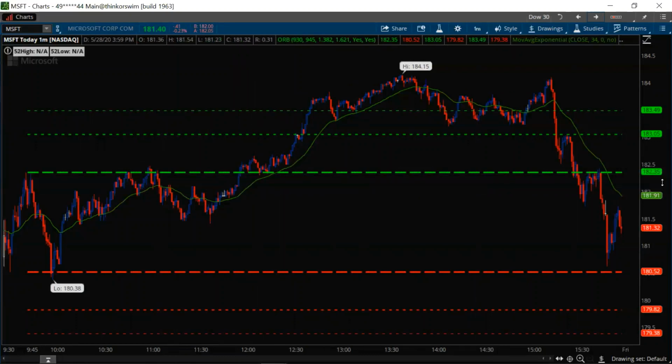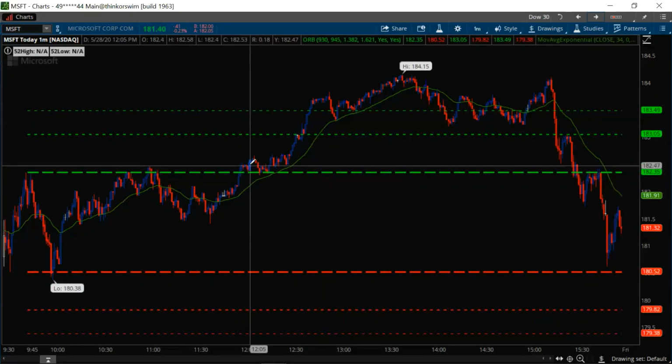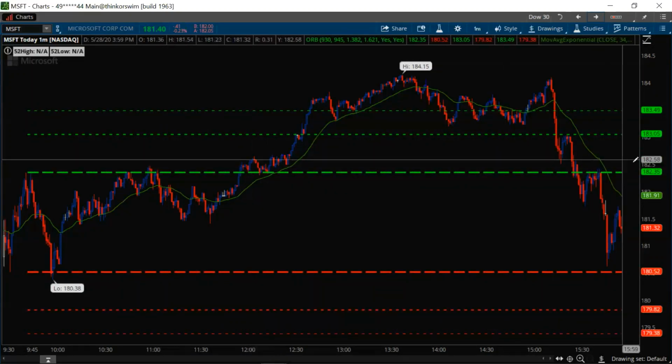Now, this line here is 182.35. That's the break of the line. So as it comes down and tests that line and climbs again, we're getting in as close to that 182.35 as possible.